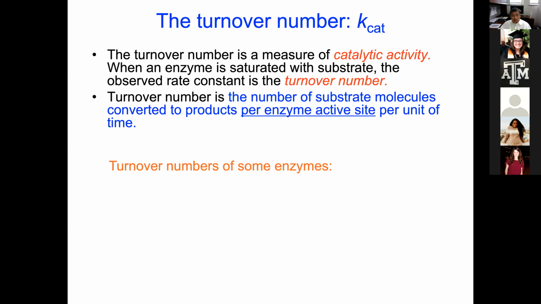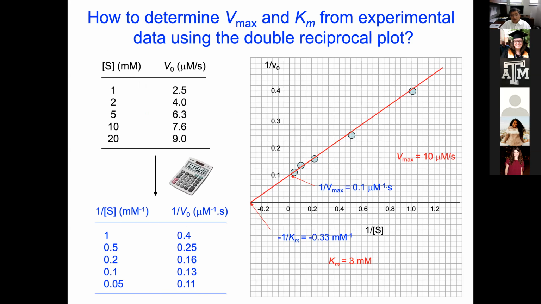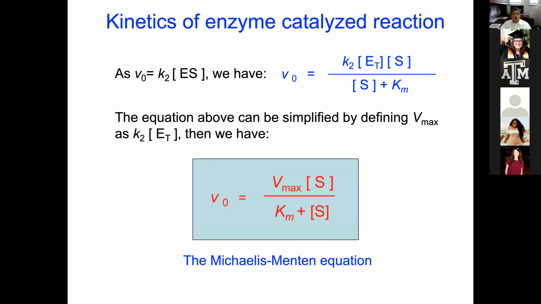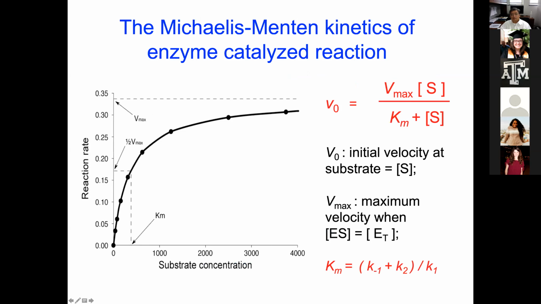If we go back, I want to show you the equation. Immediately you see that we defined the Vmax as k2 times ET when we derived the Michaelis-Menten equation.